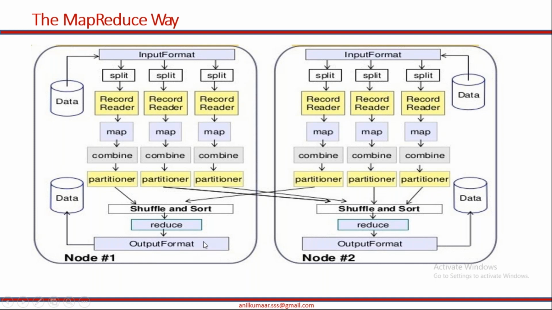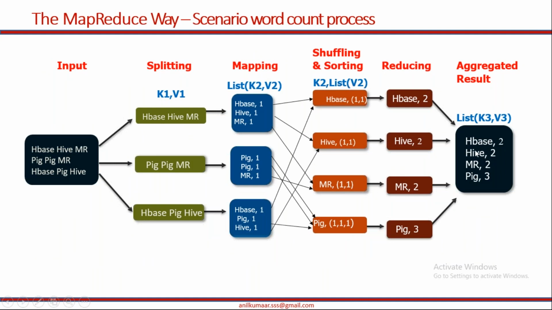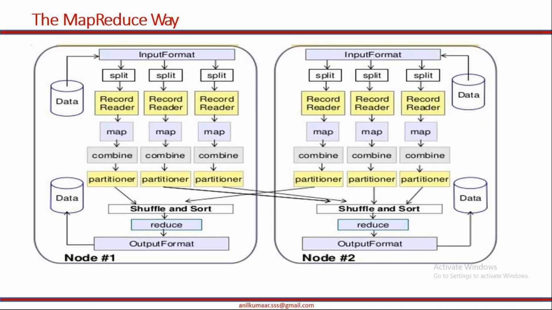Okay, so the record writer will be there and it will be writing the output here. Here you've got the output, right? This one, HBase comma 2, 5 comma 2, like that. So there is a record writer also, and finally, based on the output format that you specified, you will be getting the output. That's it.